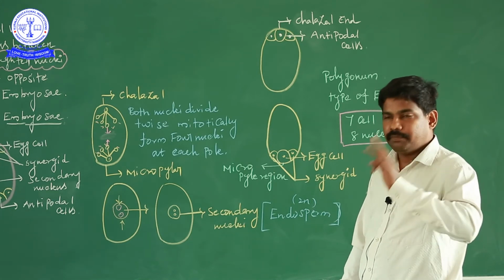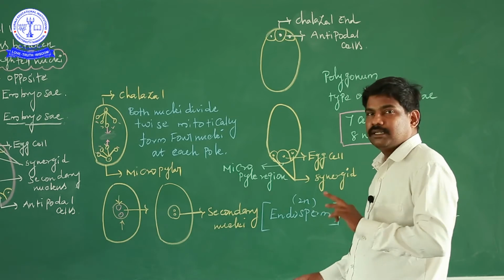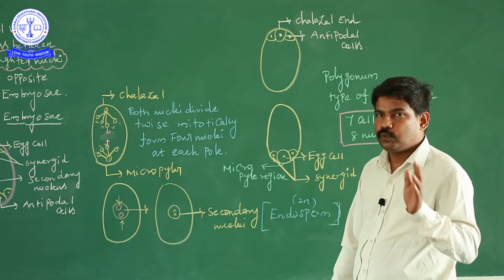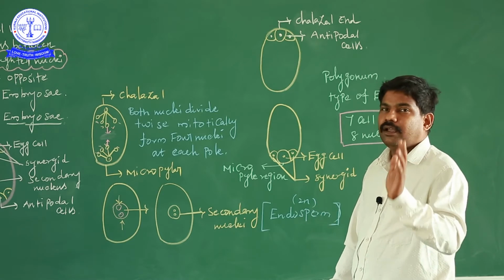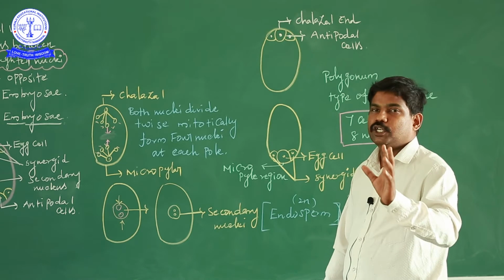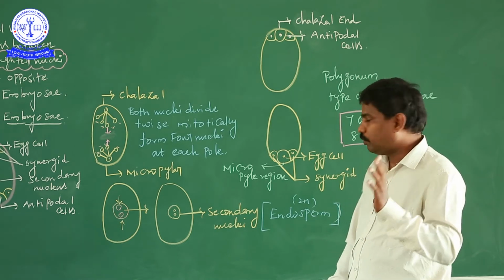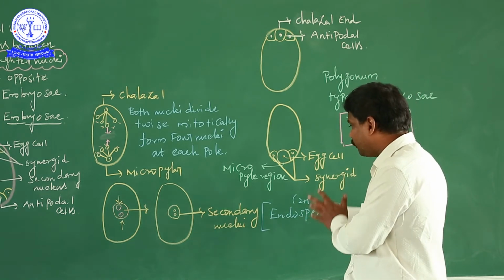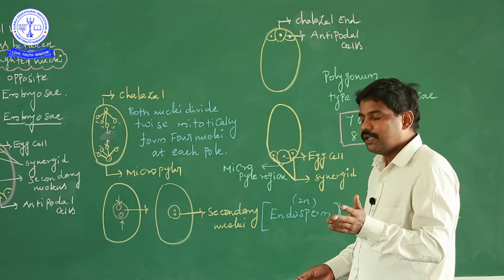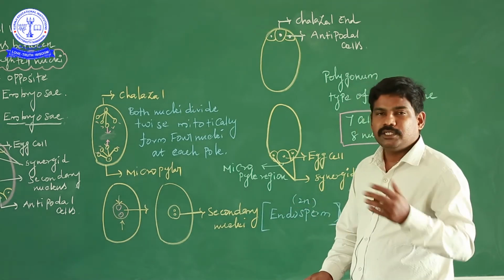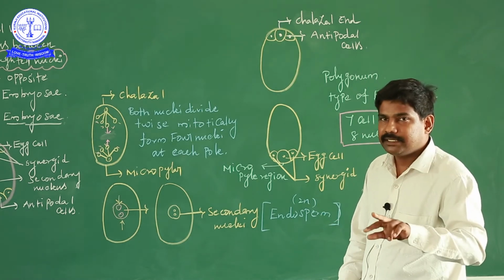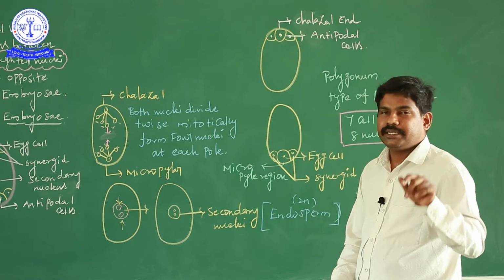After fertilization, the endosperm is in the 3n condition. In angiosperms, the endosperm is 3n. In gymnosperms, the endosperm is haploid. In gymnosperms the endosperm is formed before fertilization, and in angiosperms after fertilization. Gymnosperm means haploid condition, angiosperm means 3n condition.